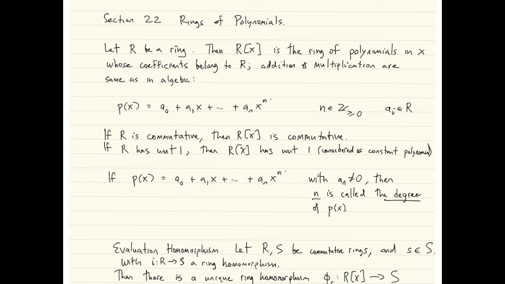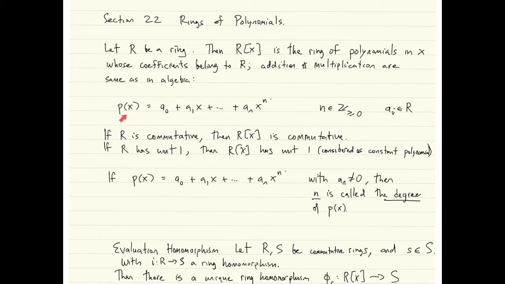In this short video, we're going to talk about something actually quite simple, rings of polynomials. So let R be a ring, then R bracket X, or sometimes I'll say R adjoin X, is the ring of polynomials in X whose coefficients belong to R. And then the ring operations of addition and multiplication are the same as in high school algebra.